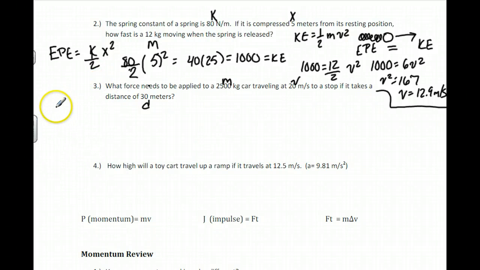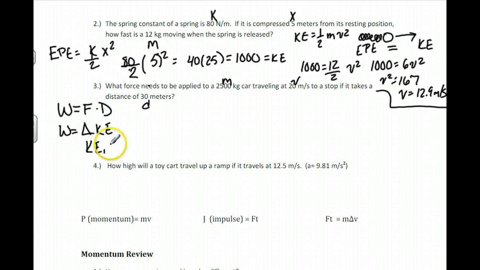So what other formula has F in it? And we know that it's this one, work equals force times distance. Do I know the distance? Yes, I do know the distance. Distance is 30. Do I know the work? No, I don't know the work. What I do know is that work is also equal to the change in kinetic energy, which would mean my kinetic energy at the end minus my kinetic energy at the beginning would equal my work.